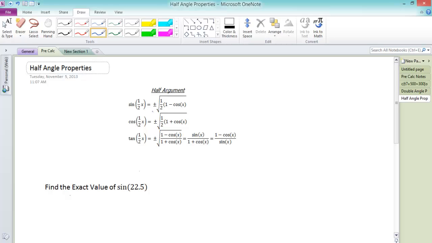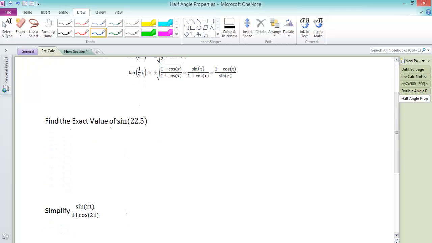Howdy y'all, today we're going to be doing half angle properties, and half angle properties are very similar to double angle properties, except for the fact that we have the square root sign and this plus and minus right here. We're going to figure out what to do with that plus and minus in a minute, but why don't we go ahead and get started.